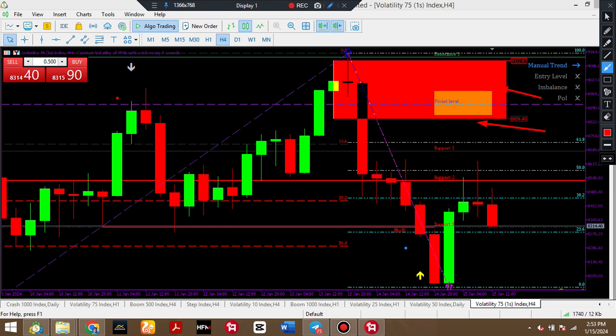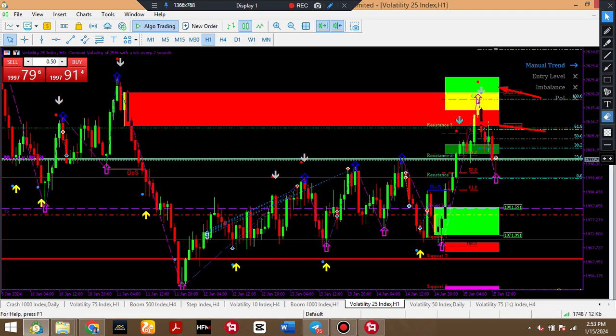These are areas you should be focusing on the 4-hour time frame. You should be focusing on such areas for your possible entries. So this is on Volatility 75. Now let me take you to Volatility 25, where I have a similar setup, so that you should understand that this concept will help you a lot when it comes to using these tools.